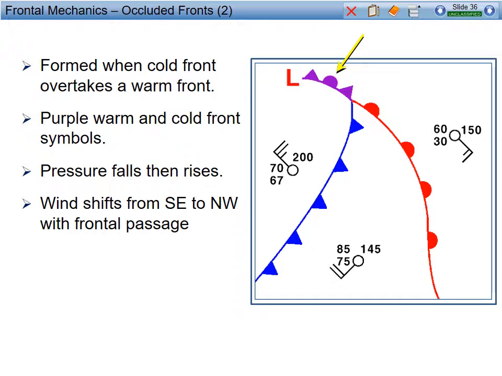An occluded front is formed when a cold front overtakes a warm front. The symbology, as I mentioned previously, is purple, but using the same symbols as both the warm and cold front combined on the same side of the line. With an occluded front, as with all fronts, the pressure is going to fall, be at a minimum with frontal passage, and then rise back up. And in this case, the winds will shift 180 degrees from the southeast to the northwest, because an occluded front will always travel northeast, similar to the warm front.